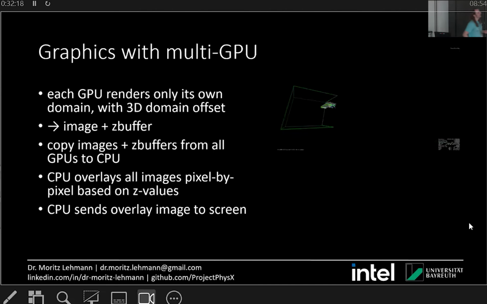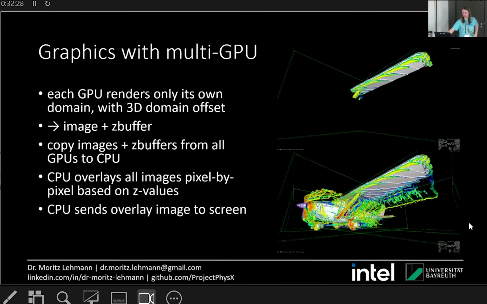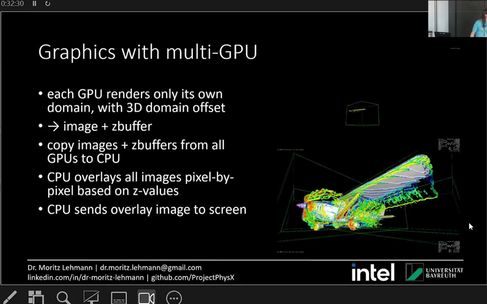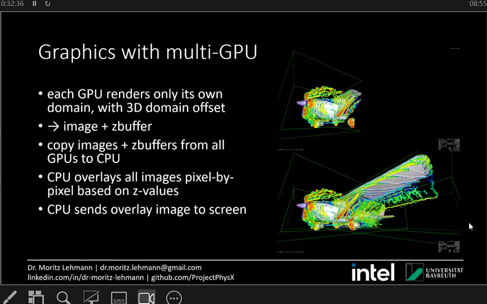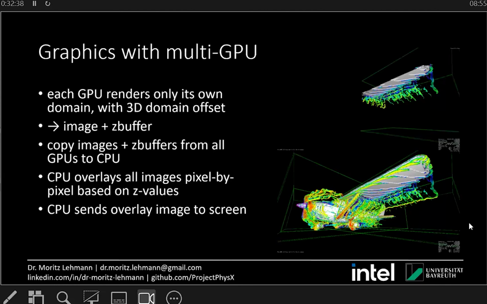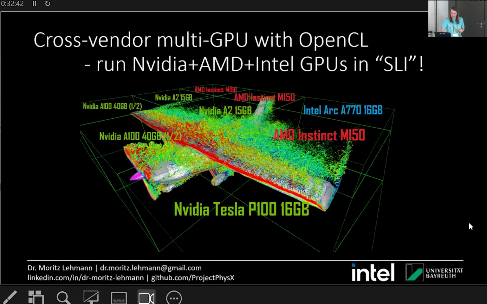I've illustrated this here. These are 9 domains rendered all independently with a 3D offset, and each of those is accompanied by a z-buffer. When I overlay them on top, I get the final output image. You see there's some domains where you can see the inner parts of the plane, and of course there are other domains that are further in front, so the output image is still correct.